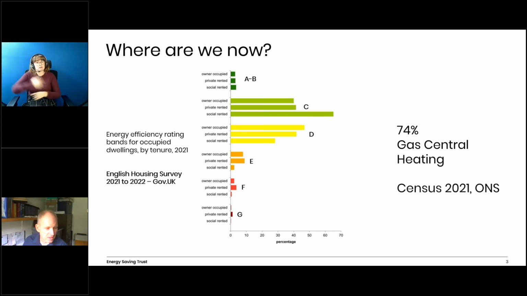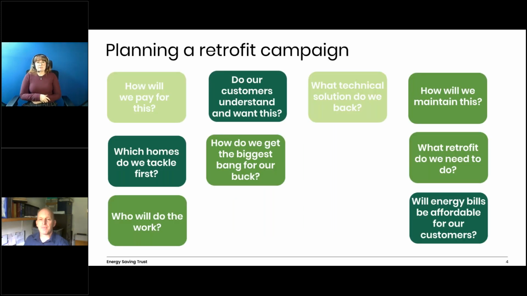Next slide, please. So when you're starting to think about planning a retrofit campaign, there are many questions that you ask yourself.